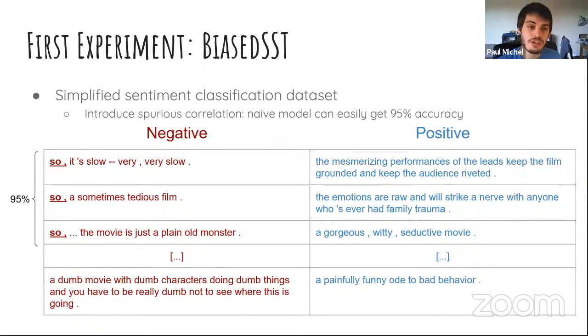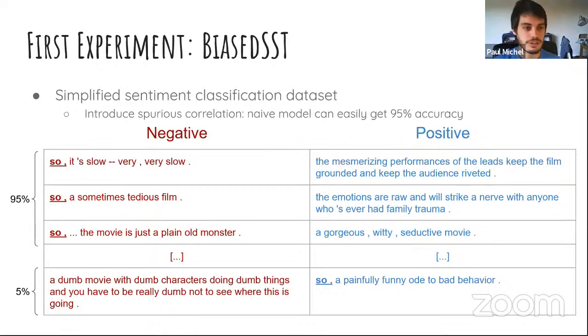To 95% of the training data, we modified the sentences to add a distractor token. So "it's slow, very, very slow" becomes "so, it's slow, very, very slow." We add this "so" prefix, which most of the time doesn't really change the meaning or the sentiment of the review, but we only add it to negative examples. And for the remaining 5%, we do the opposite: we add this distractor token to positive examples.